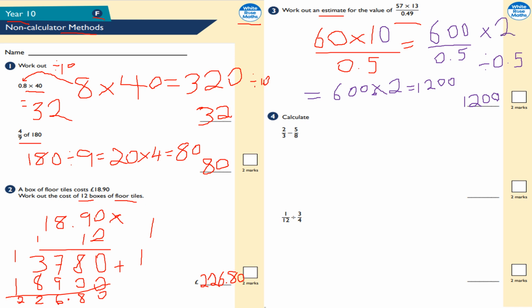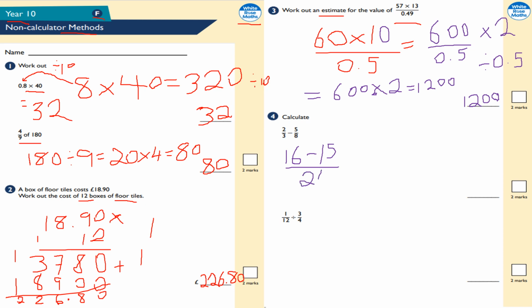Okay. Question number 4, subtracting fractions. I'm going to write it under a common denominator. So I'm going to do 8 times 2, which is 16. Then I'm going to do 3 times 5, which is 15. So put the minus sign. All divided by the product of the denominators, so 3 times 8, which is 24.